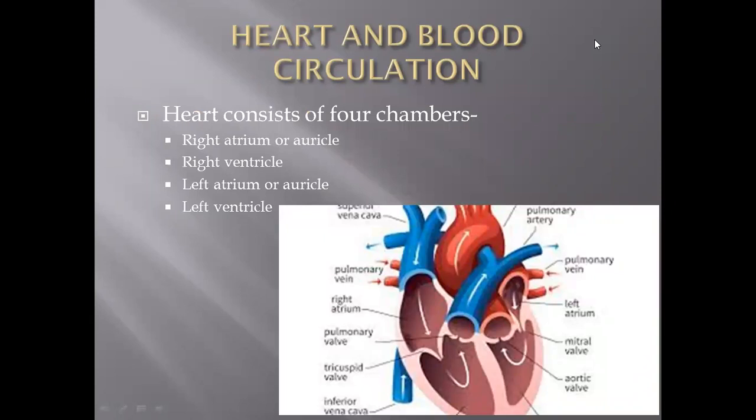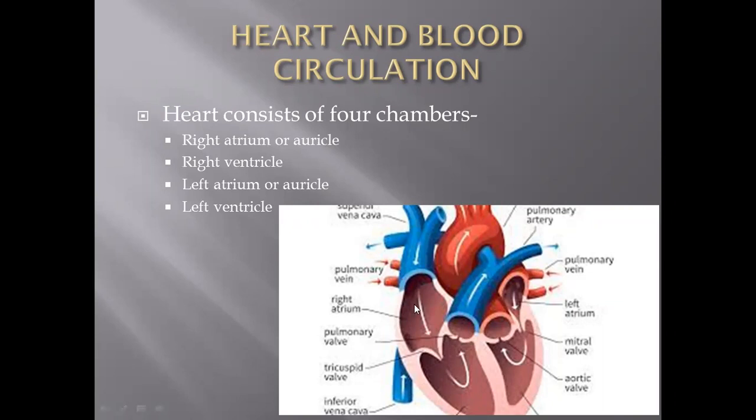Heart and blood circulation. The heart is a muscular organ situated at the center of the chest. It acts as a pump for circulation of blood. It is divided into 4 chambers. The right chamber is called the right atrium or right auricle.